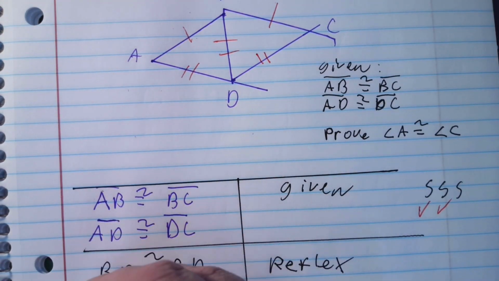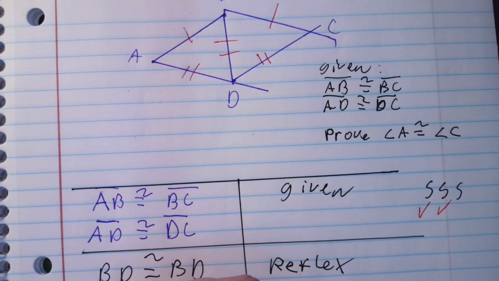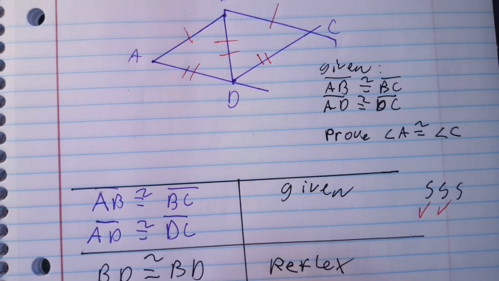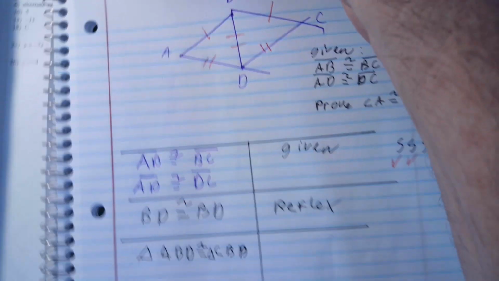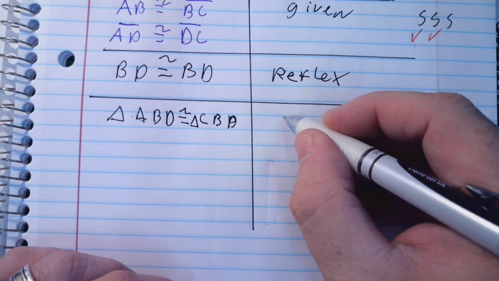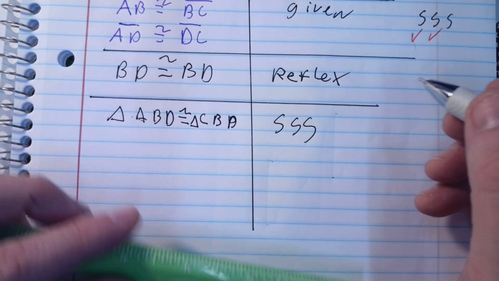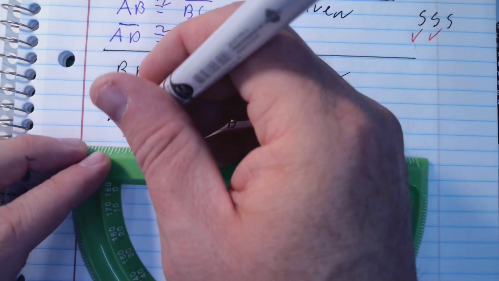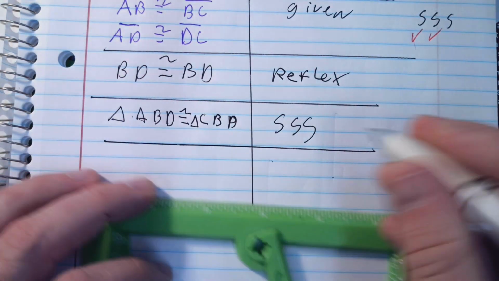And like I said, we're supposed to do the side, side, side. So triangle ABD is congruent to triangle CBD. Of course, I do this all the time where I forget to put the triangle symbol, and you can't see that, but you can imagine what it'd be like if you did. And that's what? SSS. Okay, let's see if anybody can figure out how to do the last step. There's only one more step.